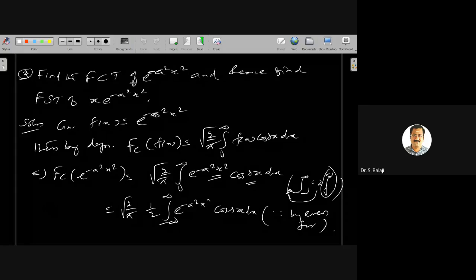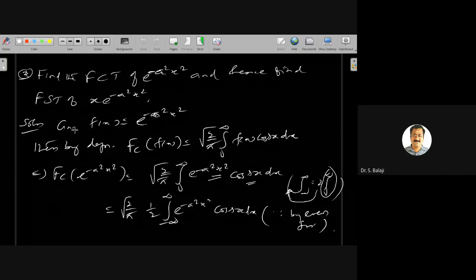Find the Fourier cosine transform of e power minus a square x square, and hence find the Fourier sine transform of x e power minus a square x square. X is multiplied here. They are asking for the Fourier cosine transform of this function. This is f of x.